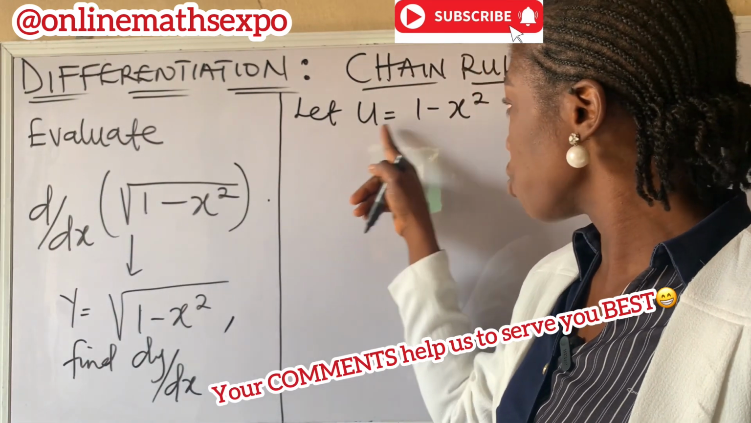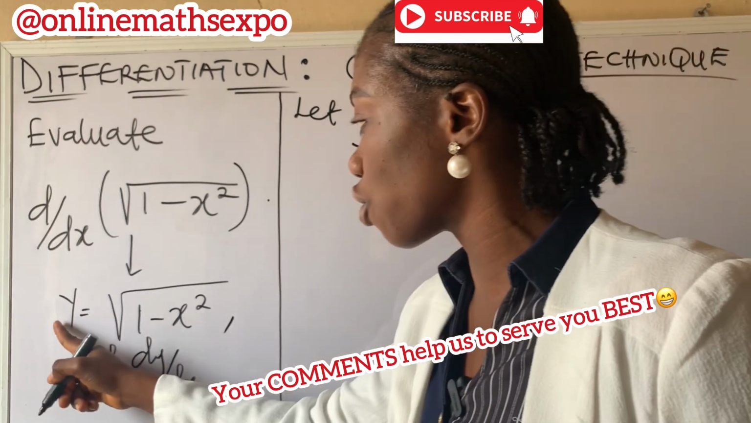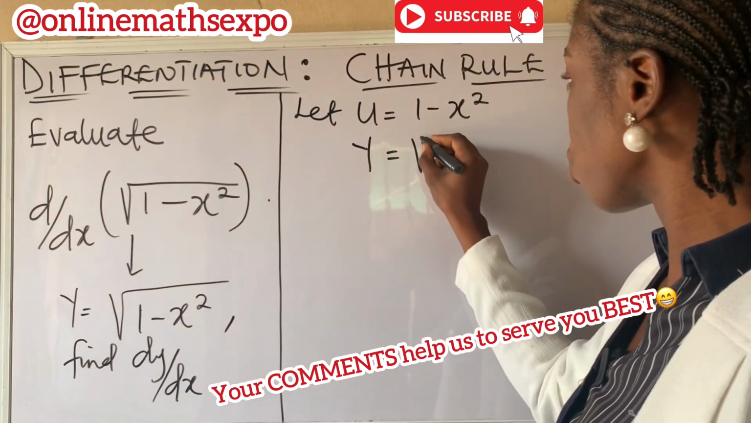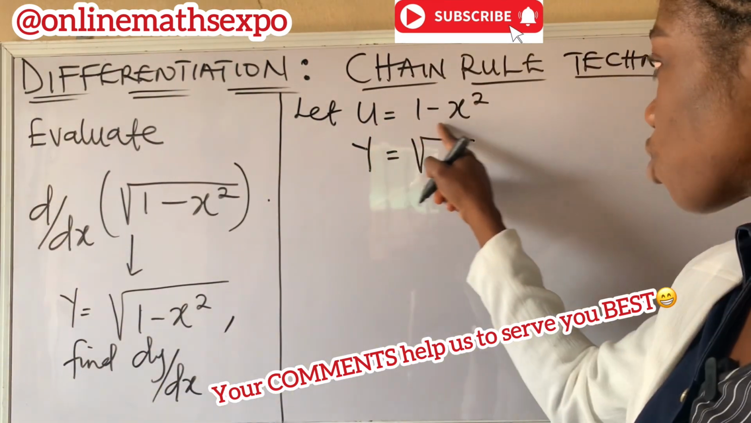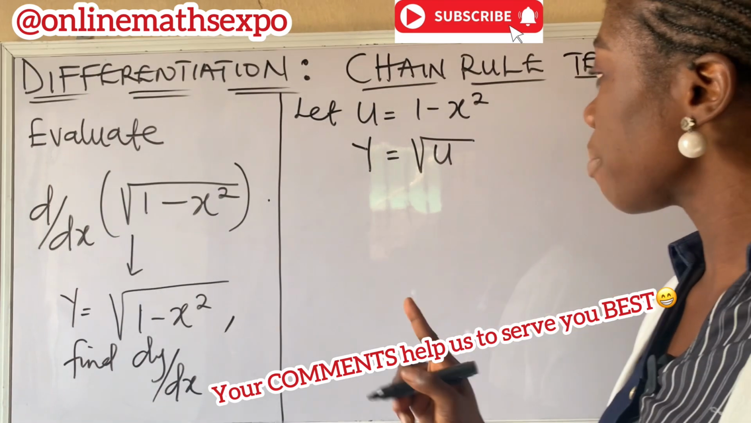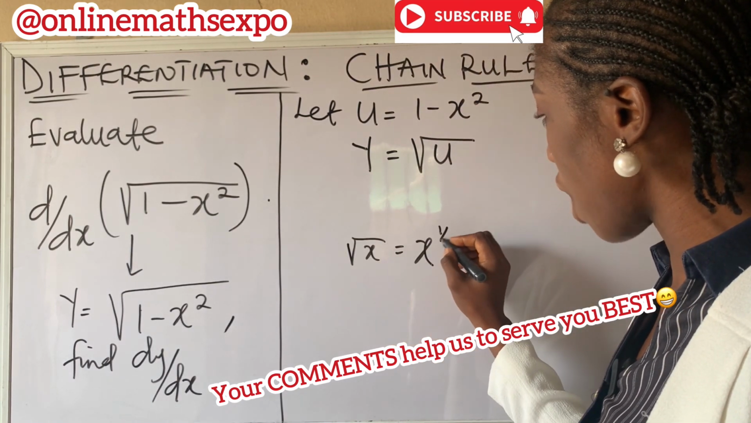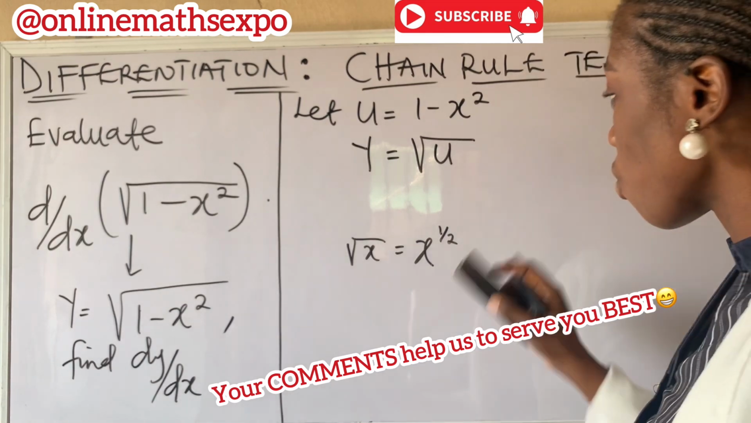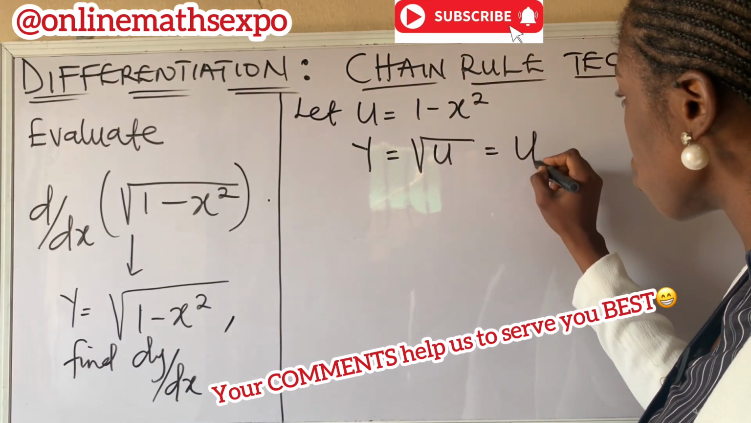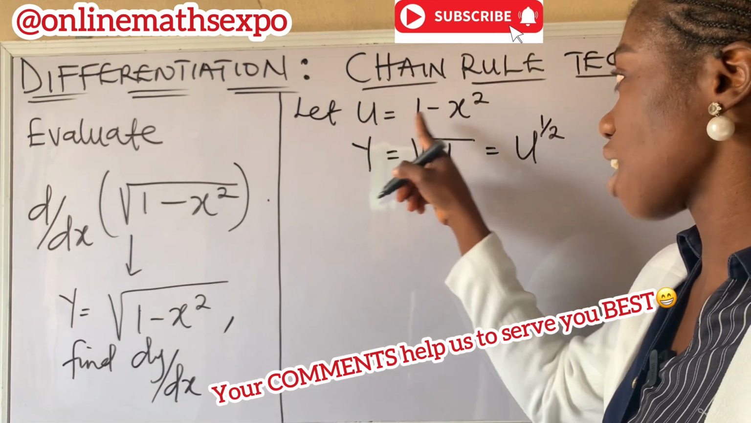Okay, so if our u is this, then what does it mean? It means that our y, which is the whole function, is equal to this. Our root will now be root of u, instead of writing this, I'm going to replace it with u. Now remember that in indices, when you have root x, it is the same as x to the power of half. I hope that is noted. So if y is equal to this, it is the same thing as u to the power of half. So this becomes our y value and this is our u value.